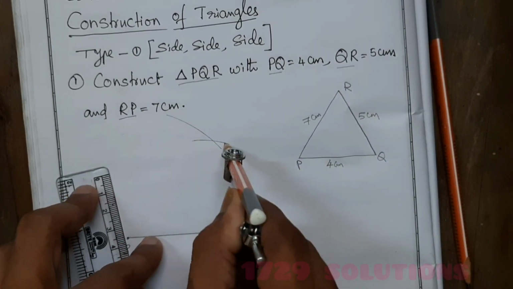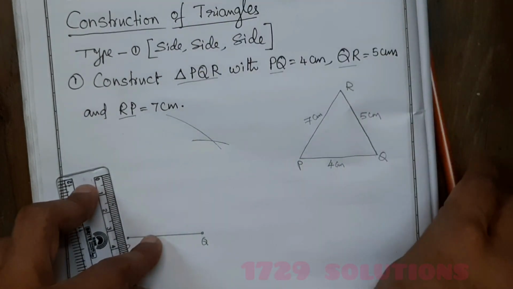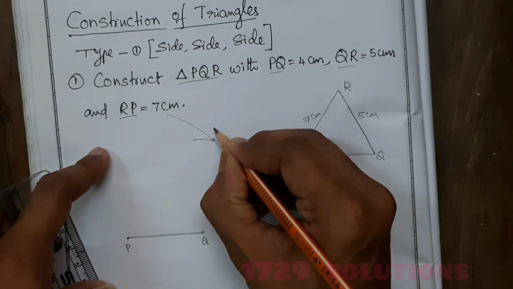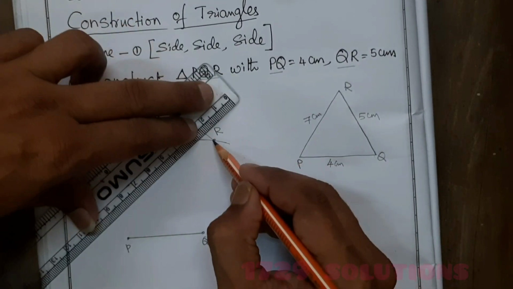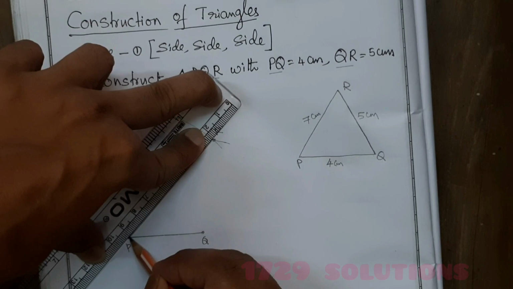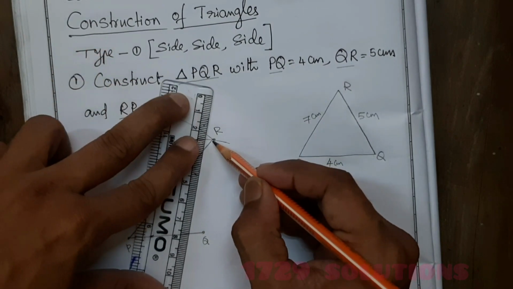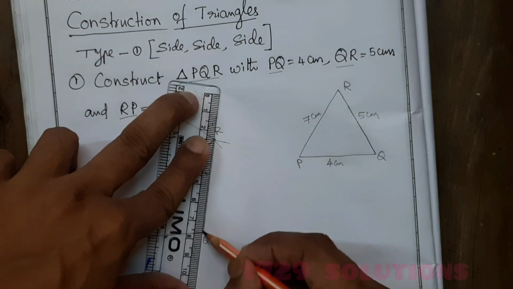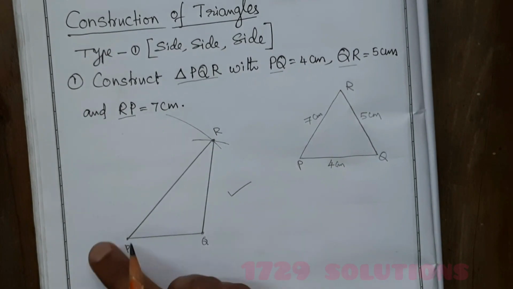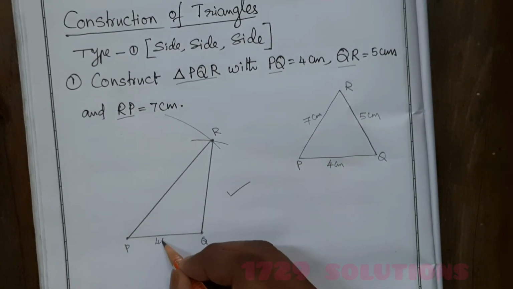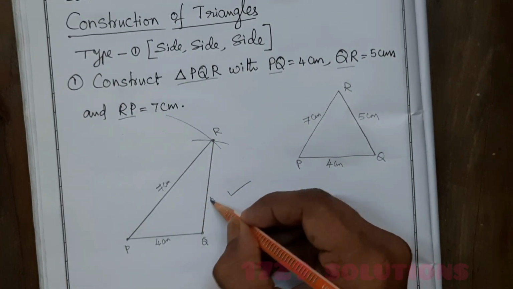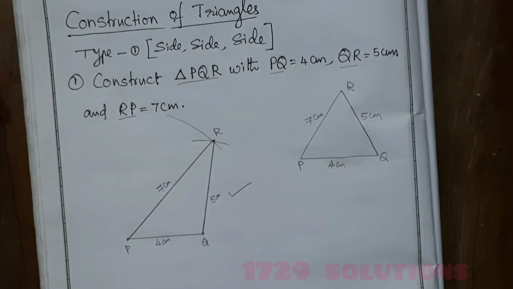So these two arcs compulsorily intersect at one place. Name that point with another letter R. This is the letter R. Now join these points with a scale from R to P and another side R to Q. So this is the construction of a triangle with 3 sides: PQ 4 centimeters, PR 7 centimeters and RQ 5 centimeters. Okay children?